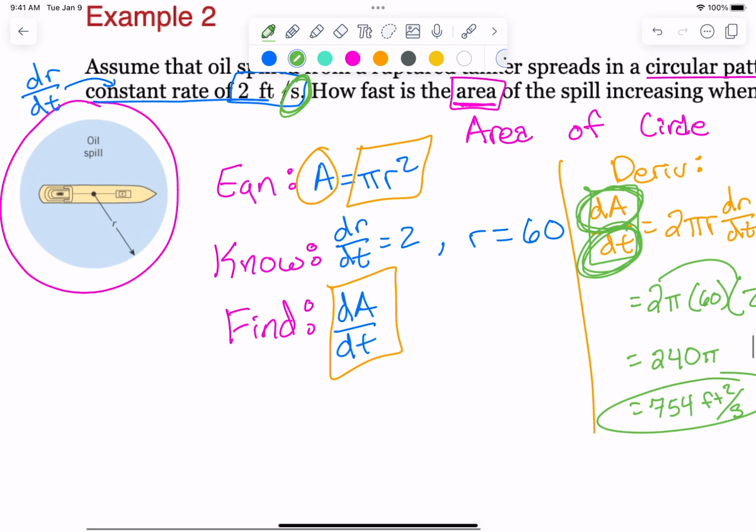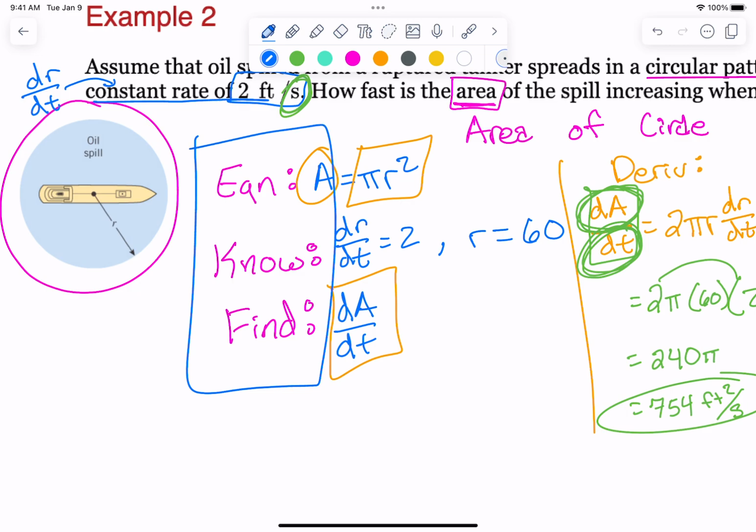If you're looking at a problem and you're like, where the heck do I even start? Start with these: equation, know, find. And then work for your derivative and then plug stuff in, okay? You're pulling stuff out of an equation like that. Equation, know, find. Start with those. 2 and 4, try to do those, okay?